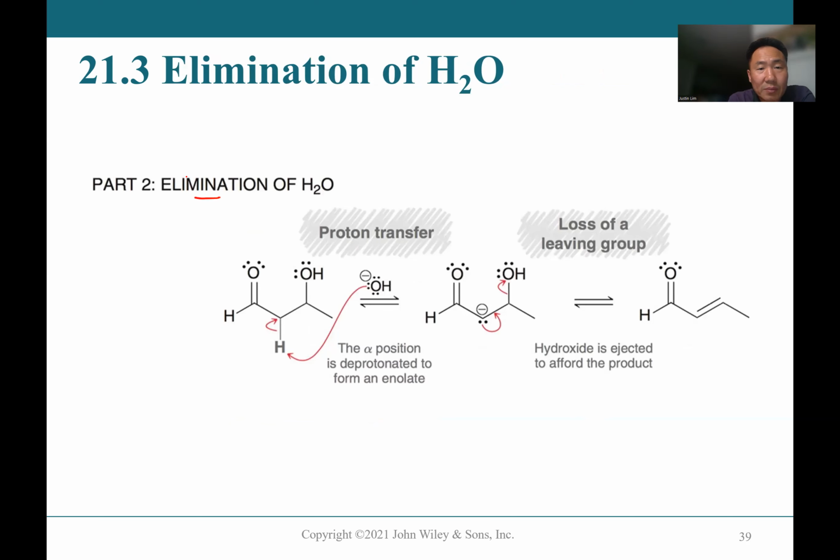Part 2, elimination of water. The alpha position is deprotonated to form enolate. So there is a proton transfer step to generate a carbanion. Hydroxide is ejected to give the aldol condensation product.